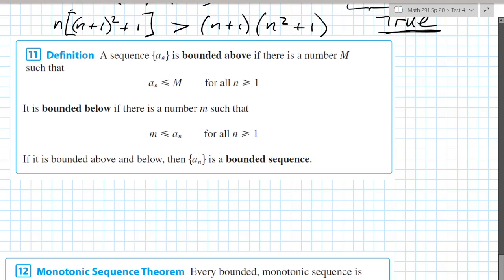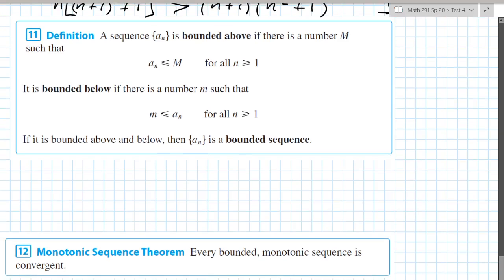Next we have a definition. A sequence is bounded above if there is a number M such that all of the a sub n's are smaller than or equal to M. It's bounded below if there's a number little m such that all of the a sub n's are larger than little m. And we call it a bounded sequence if it's bounded above and below. So you can imagine here's a big M, here's a little m. Our sequence stays between big M and little m.